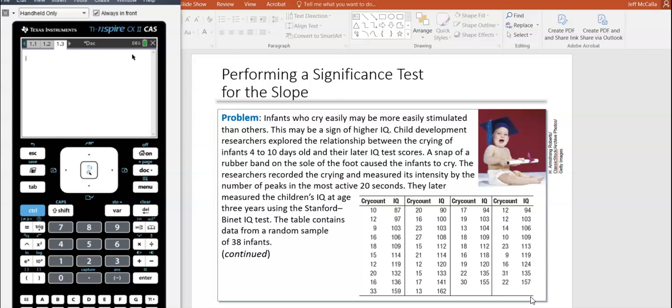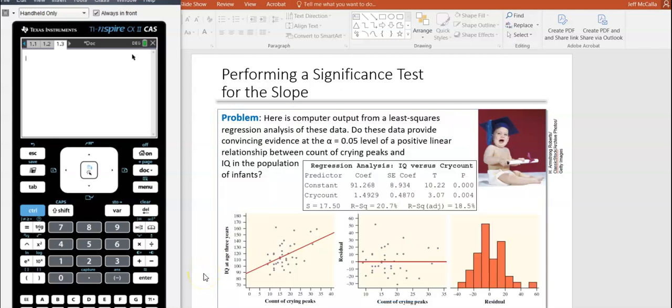A snap of a rubber band on the sole of their foot caused the infants to cry. The researchers recorded the crying and measured its intensity over a 20-second period. They later measured the child's IQ at age 3, and here's the data. They sampled 38 students here. As is usual, they're giving us 3 different data graphs, all this information. And it says, here's the computer output, at the 5% level.